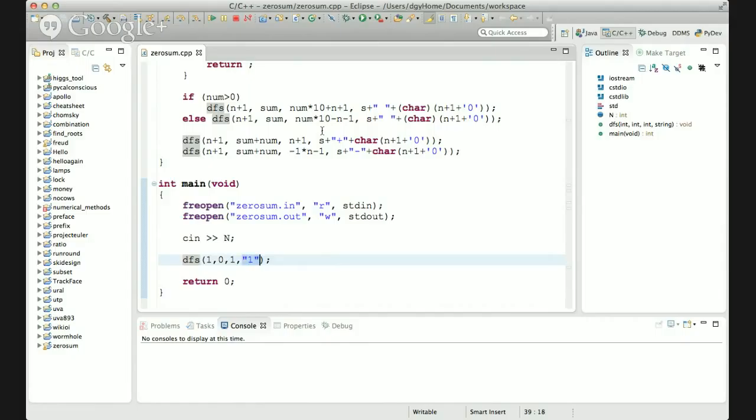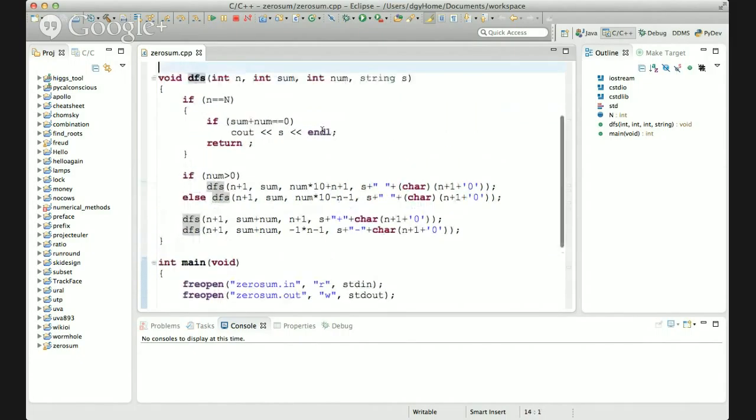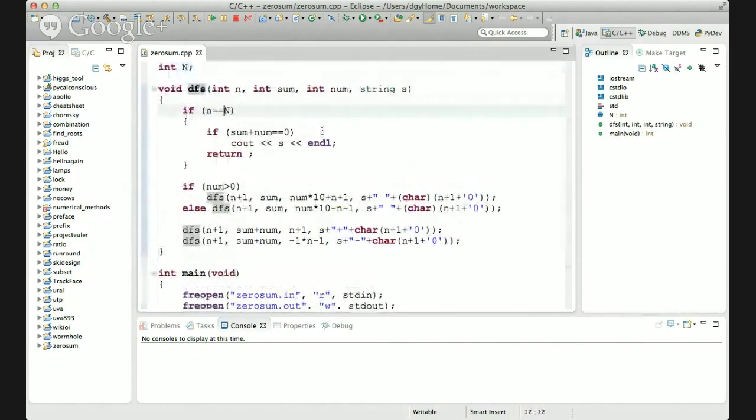So the base case is always 1 because before that we do have an operator. Only after that do we have an operator. So base is 1. So let's take a look at this DFS. It's pretty easy. The first thing is if the step is equal to n, that means you have already reached a possible solution here. And then your sum plus num, if it equals 0, that means you have a 0.